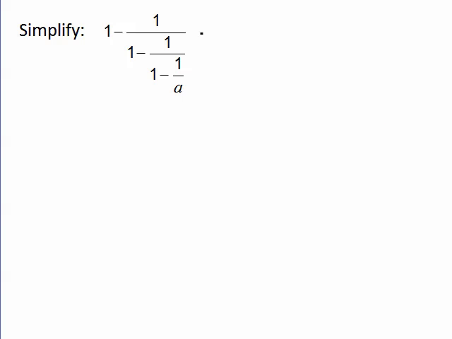We're asked to simplify this very complex fraction. So I'm going to start at the very bottom and work my way up towards the left. So the first thing I'm going to do then is try to subtract these two fractions, 1 minus 1 over a. So to do that, I need a common denominator.